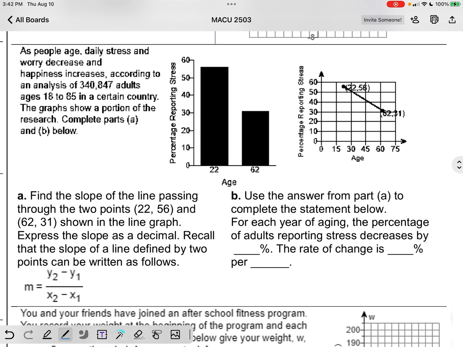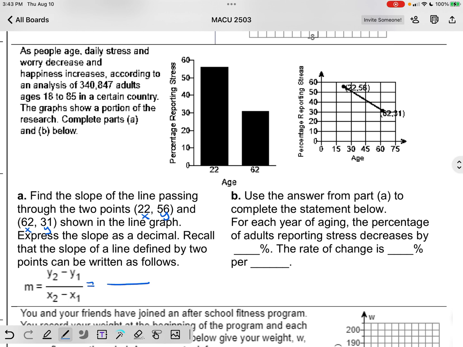Oh, that one's fuzzy. As people age, daily stress and worry decrease and happiness increases, according to analysis of that many adults in those ages in a certain country. So part A, finding the slope. And they give us our 2 points. We know that this is the x-coordinate and the y-coordinate, the x-coordinate and the y-coordinate. Using substitution, we would have 56 subtracting 31. Those are my y's. Or maybe you did 31 subtracting 56, it's the same answer.